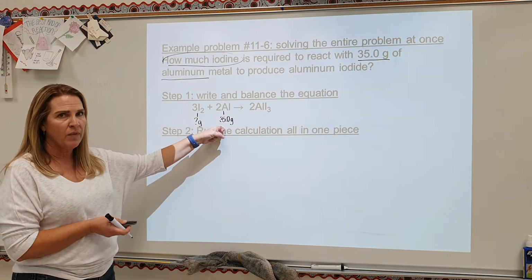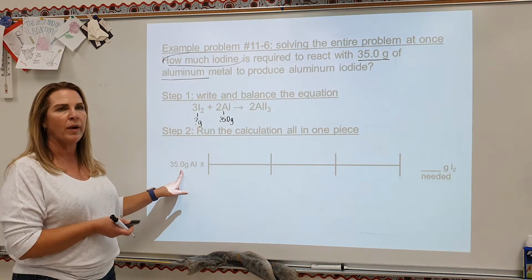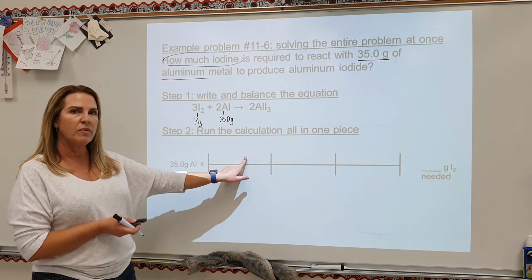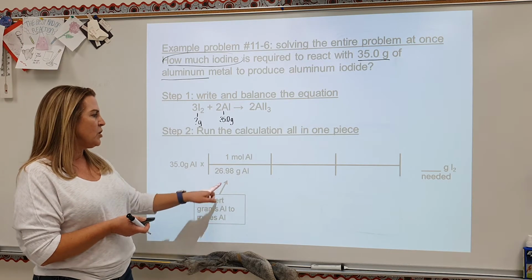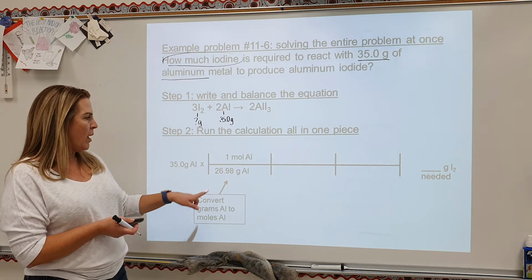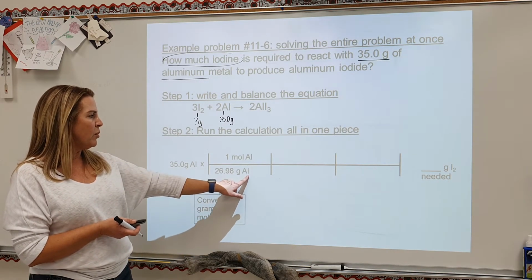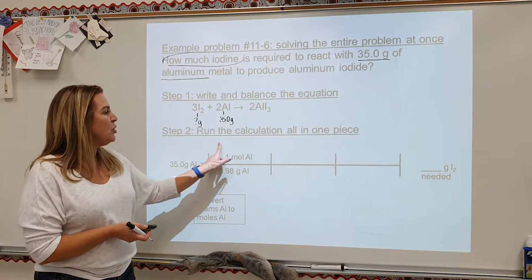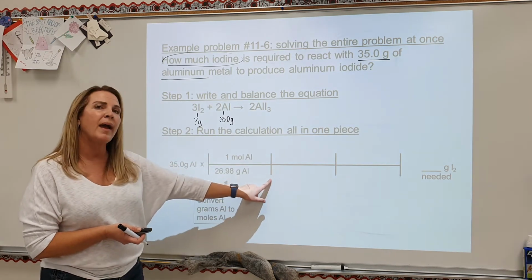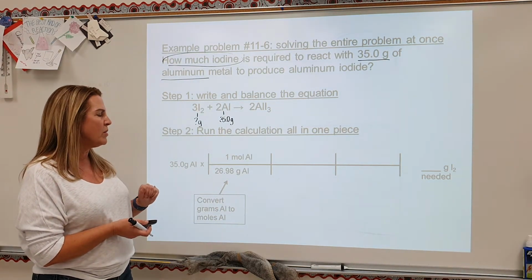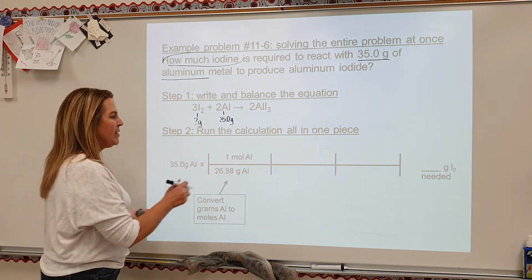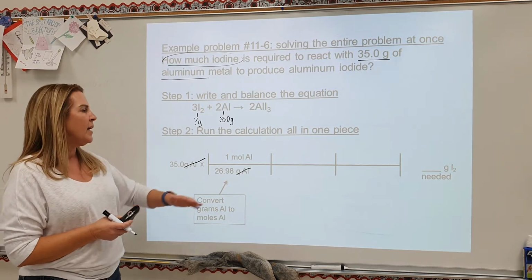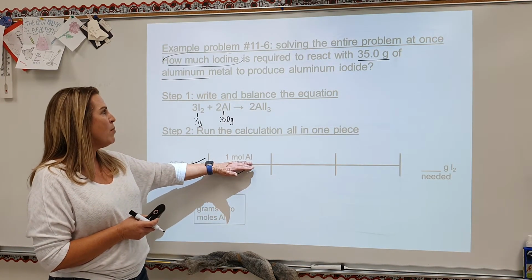We always go back to what's given. So we're going to start with our 35 grams of aluminum. I'm going to go from grams of aluminum to moles of aluminum using the molar mass. So using the periodic table, 26.98 grams of aluminum for every 1 mole of aluminum. Again, you should be able to look at this and go, okay, I'm using the molar mass to go from grams to moles. Now that I'm in moles, right, because grams of aluminum is canceling, now I'm ready to use my mole ratio.